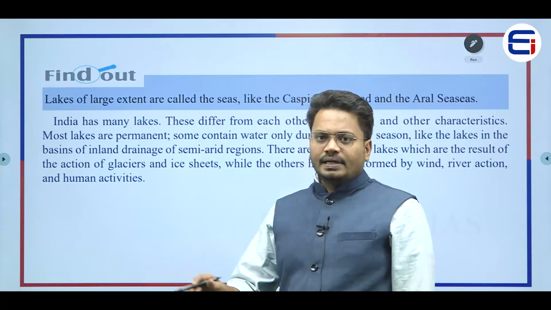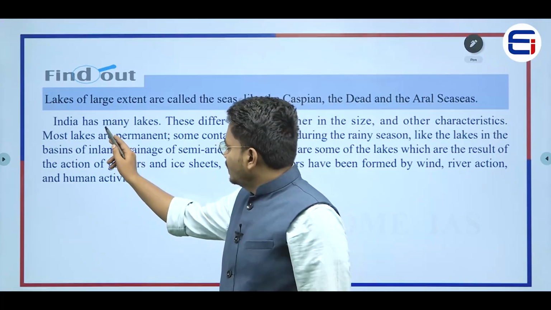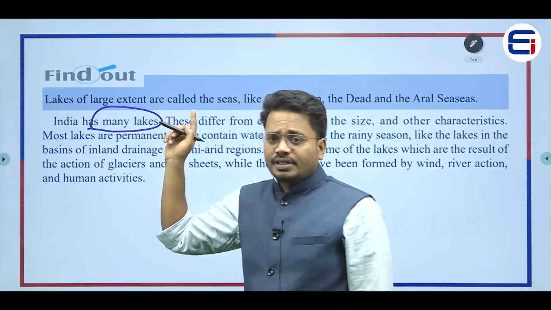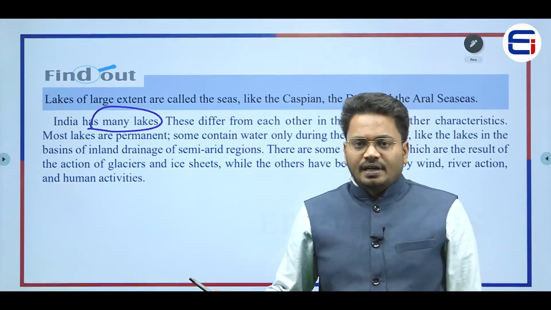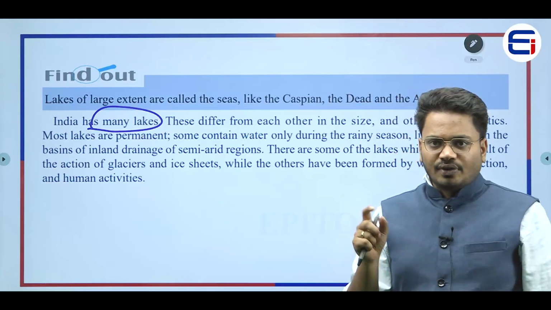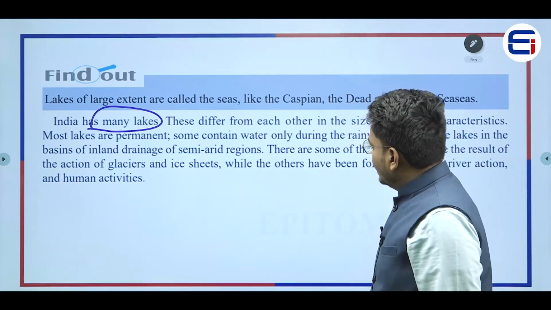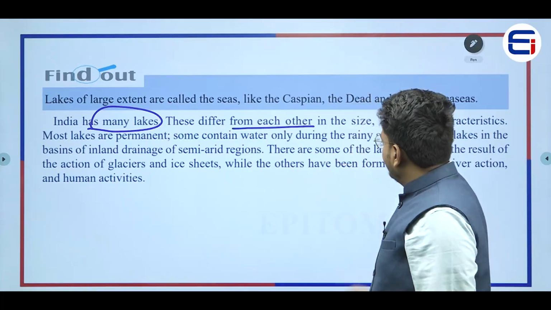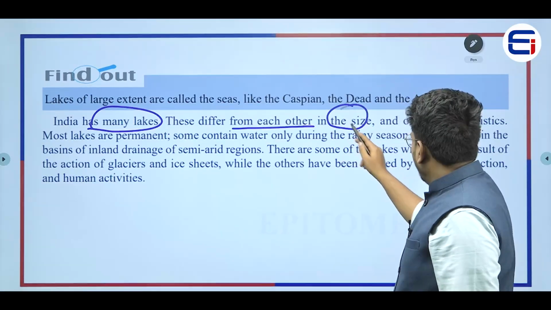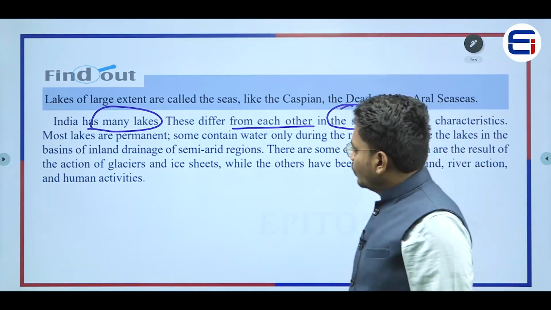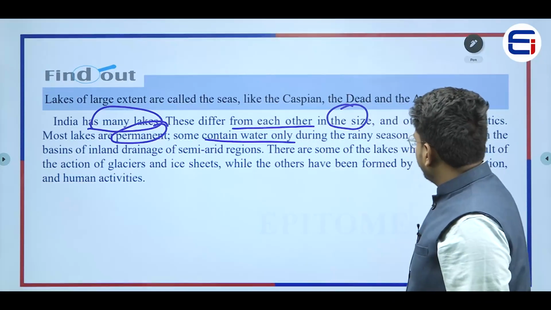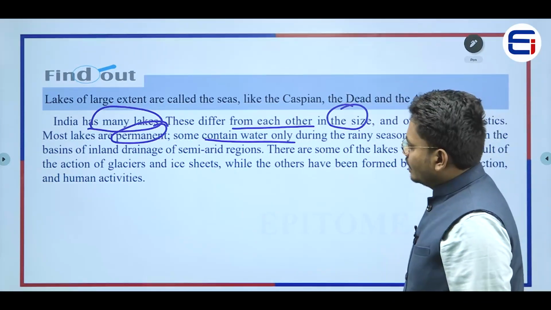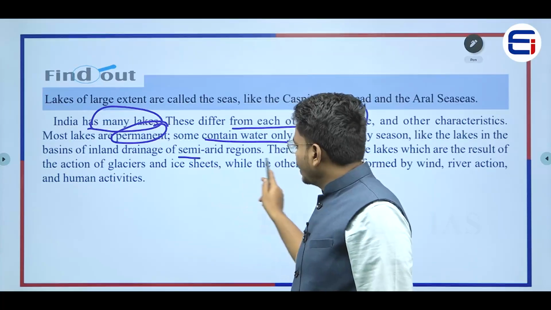Now, not only in Jammu and Kashmir, India has many lakes. If you see the Chilka Lake, Sambar Lake, Pulicat Lake, there are many different types of lakes that India has, right? These differ from each other in size and other characteristics. Most lakes are permanent lakes. Some contain water only during rainy season, like the lakes in basins of inland drainage of semi-arid region.